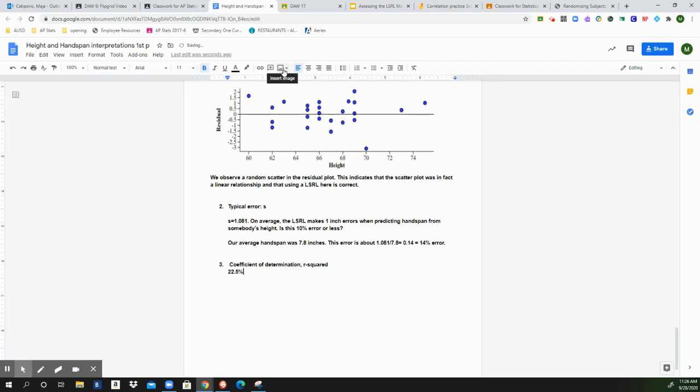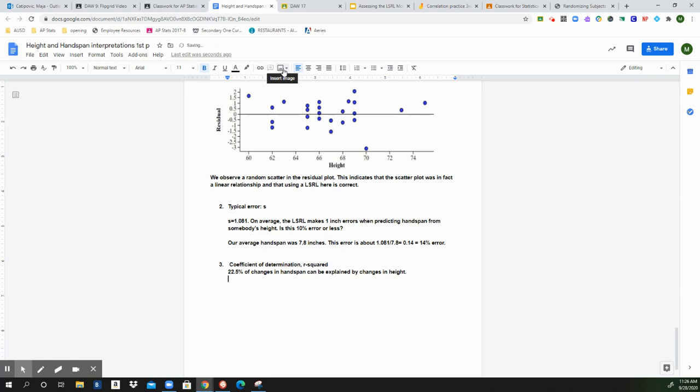We're going to say 22.5% of changes in handspan can be explained by, and there's a couple different ways to phrase this, the least square regression line, or can be explained by changes in height. That's the simple sentence, I like that one. 22.5% of changes in handspan can be explained by changes in height. So it means we found 22.5% of the explanation for why people's handspans are changing.